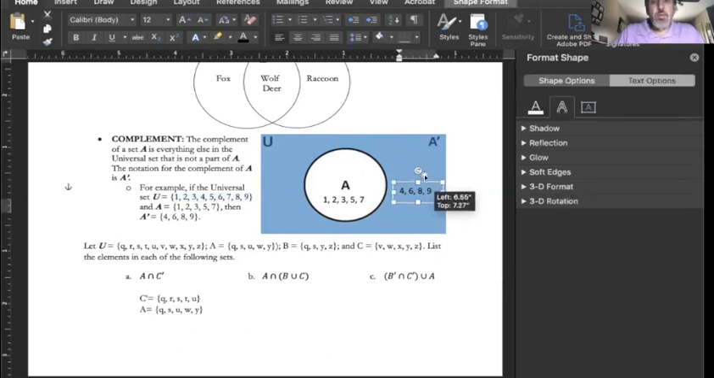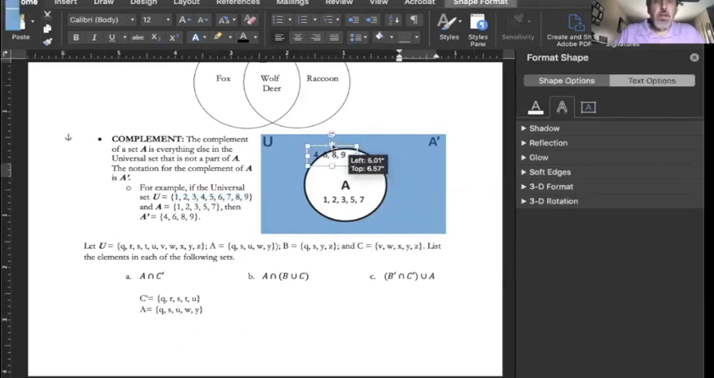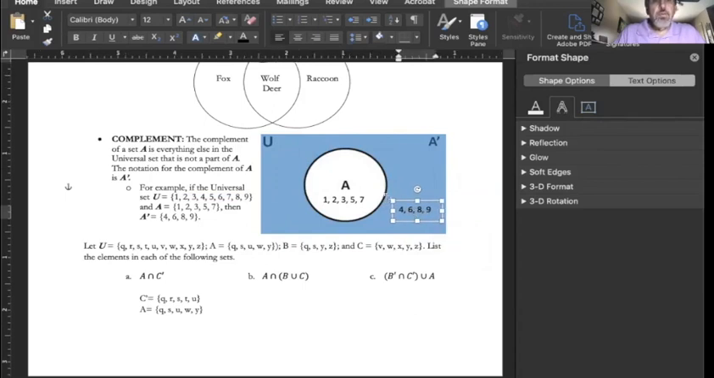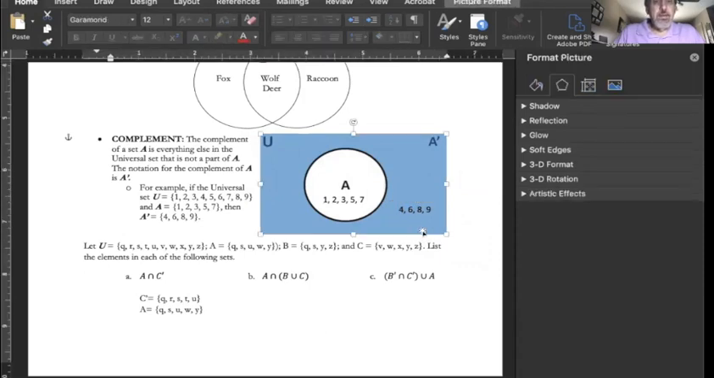And those numbers could go anywhere. They don't have to go down there in that corner. They could go there, they could go over here, they could go down here. It doesn't really matter where we write them. But those are the numbers that are part of the universe, but not part of A. And we call those numbers the complement of A.